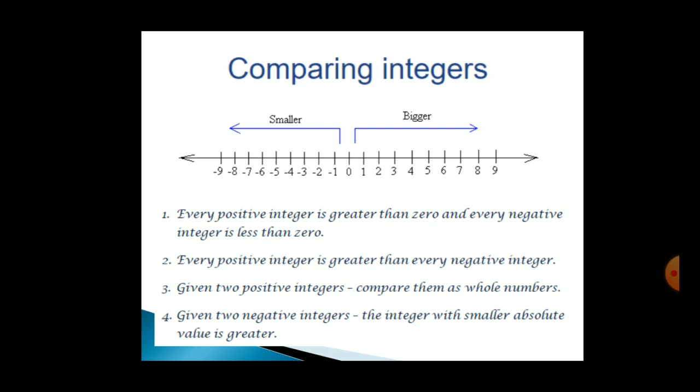How can we compare two positive integers? Compare them as whole numbers. That we are doing always. Then, how can we compare two negative integers? The integer with smaller absolute value is greater.